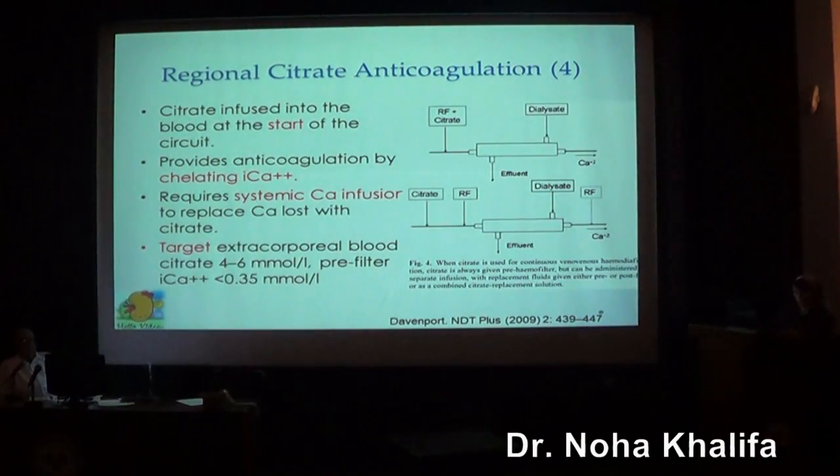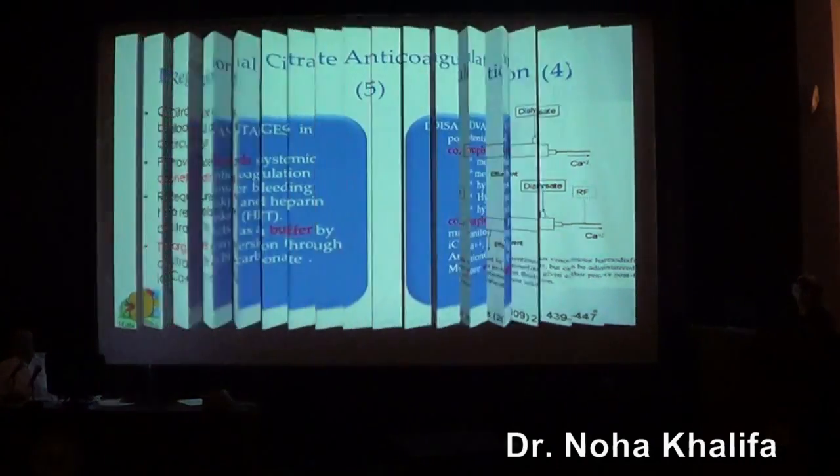What about regional citrate anticoagulation? This is basically that you infuse citrate at the beginning of the circuit, and the idea is that citrate chelates the ionized calcium. So as you can imagine, the patient's serum calcium is going to be low. So this requires a systemic calcium infusion to replace the lost calcium, and you have to keep a target extracorporeal blood citrate of 4 to 6 millimoles and pre-filter ionized calcium less than 0.35 millimoles. So obviously it needs calculation. It might be difficult. There might be errors in the calculation, and finally you might subject your patient to hypocalcemia.